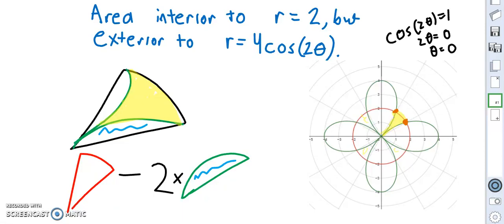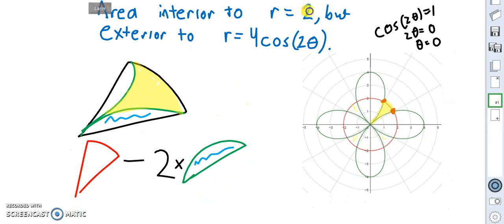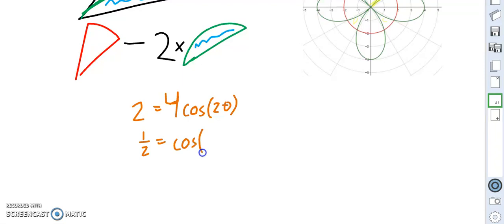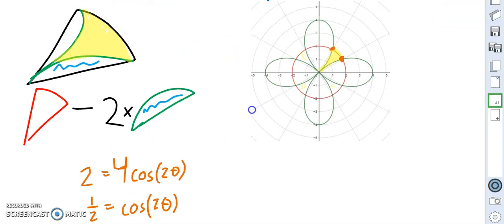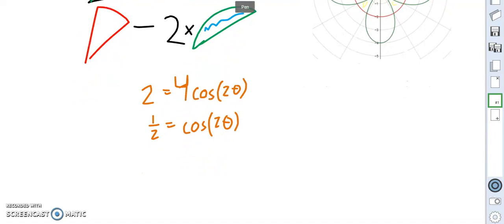To find where they intersect, I'm going to find where the two r equations come out to be the same value. I'm going to figure out where 2 is equal to 4 cosine of 2 theta, because that's where the r's are going to be the same. So I will do 2 equals 4 cosine 2 theta. 1/2 is going to be cosine 2 theta. I can tell, looking at my graph, I'm looking at 2 angles in the first quadrant. So I'm going to keep that in mind as I do this.